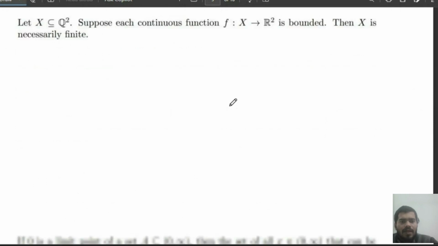Now, let X be contained in R square. Suppose each continuous function X to R square is bounded, then X is necessarily finite. Is it possible? Okay, let me ask you one question. Suppose each continuous function is bounded, then X is necessarily finite. If I take X as an unbounded set, can you find a continuous function such that this f is unbounded?